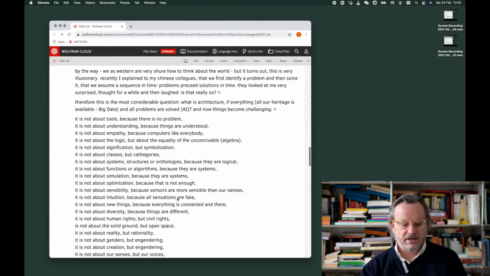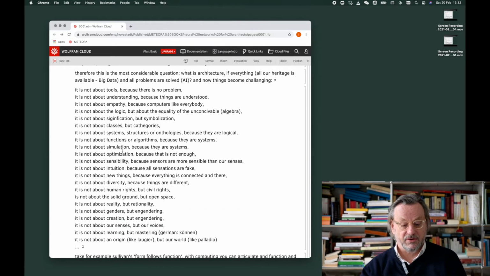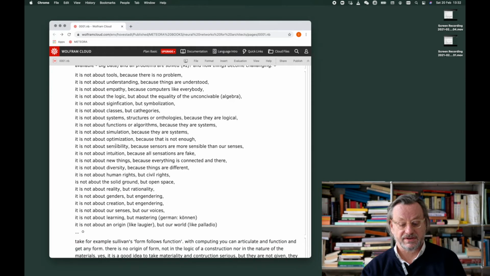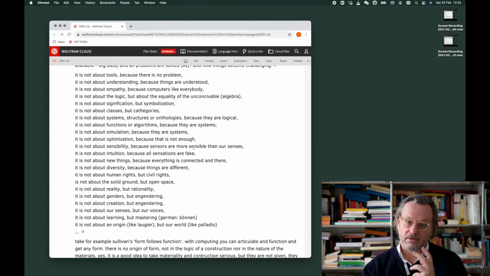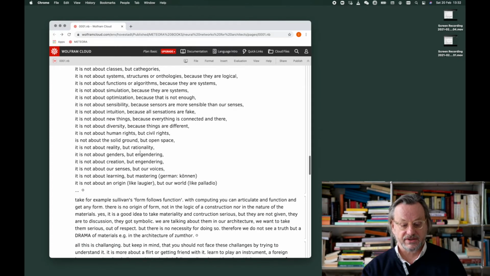So, categories, functions, no simulation, no optimization, no sensibility, because sensors are much more sensible than our senses, and for that, any sensation is fake. So go with this turn in your mindset. It's not about gender, for example, to meet these discussions these years. It's about engendering. And it's not about creation or being creative. It's about engendering things.